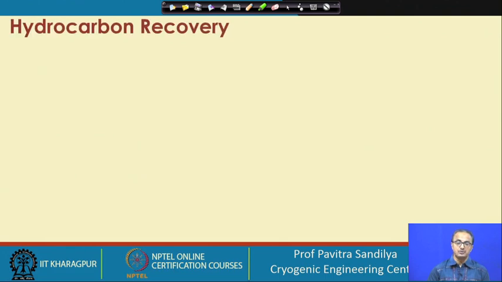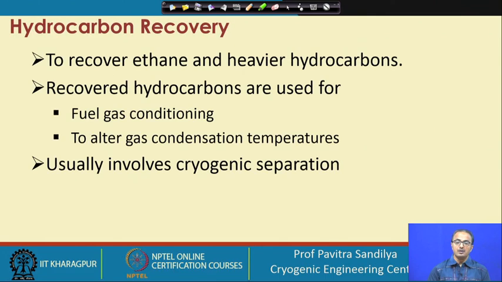Next comes the hydrocarbon recovery. In the hydrocarbon recovery, our aim is to remove the higher hydrocarbons like ethane, propane, etc., because they are also useful. They may not have that much fuel value, but they are useful for other purposes. So we need to recover these hydrocarbons like ethane and heavier hydrocarbons, and we do some kind of conditioning, and we also alter the condensation temperature, as we learned earlier that the composition of a gas determines the temperature at which it can condense at a given pressure.